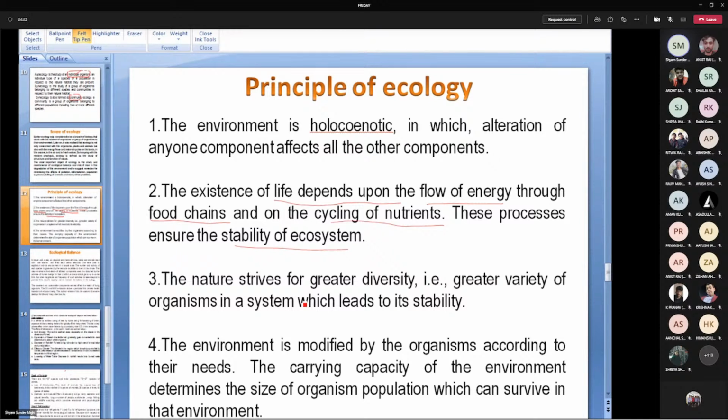Principle of ecology. There are basically four points. Look here: first, alteration of any one component affects all the other components. Point number two, very important: the existence of life depends upon the flow of energy through the food chain and on the cycling of nutrients. This one I will discuss.